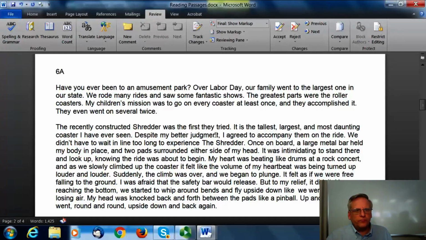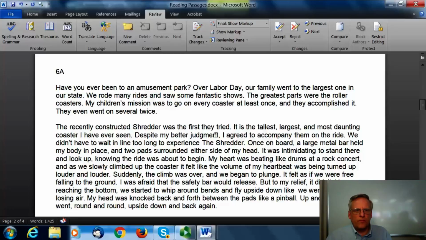Have you ever been to an amusement park? Over Labor Day, our family went to the largest one in our state. We rode many rides and saw some fantastic shows. The greatest parts were the roller coasters. My children's mission was to go on every coaster at least once, and they accomplished it. They even went on several twice.